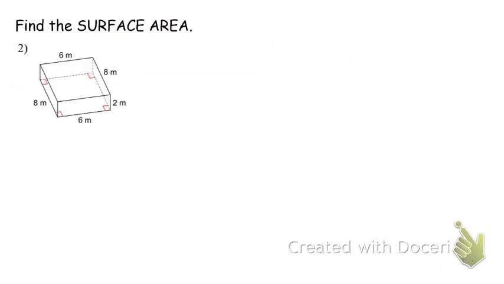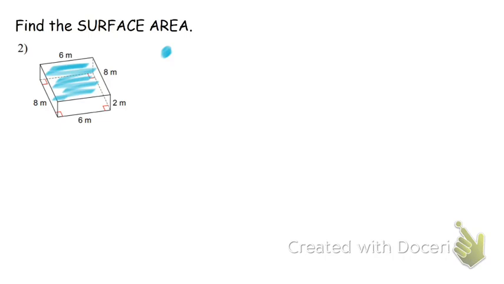Example number 2 is really the exact same thing, so don't feel obligated to watch this in slow motion. You can speed up the video if you want to. I'm going to do the top and bottom. So here's my top, and there's a matching bottom. I'll color code it. This is the blue one and the matching bottom.